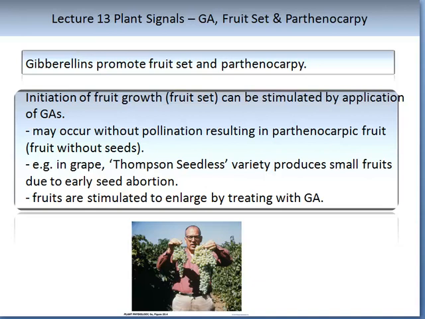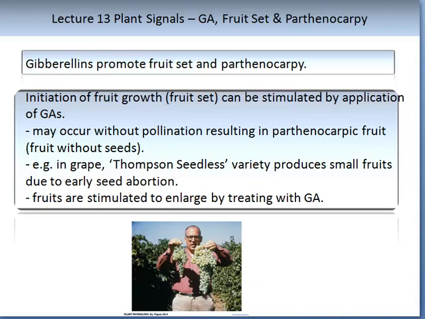Fruits are stimulated to enlarge by treating with GA. You can see the difference in the image on the slide between a bunch of grapes that have been stimulated with GA and a bunch that have not.